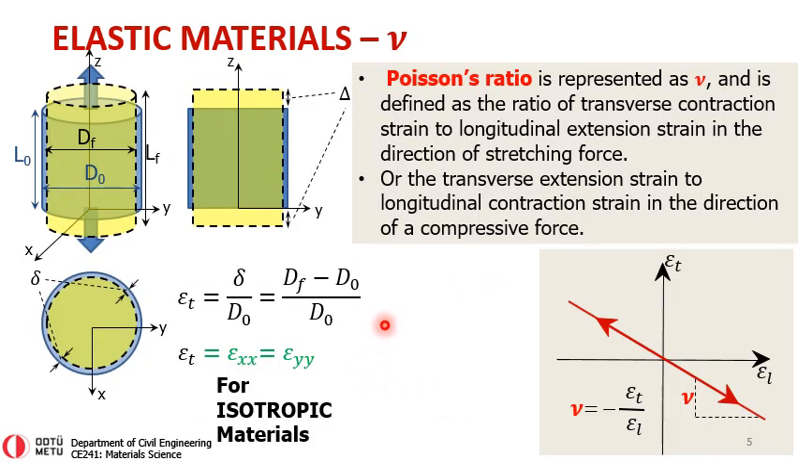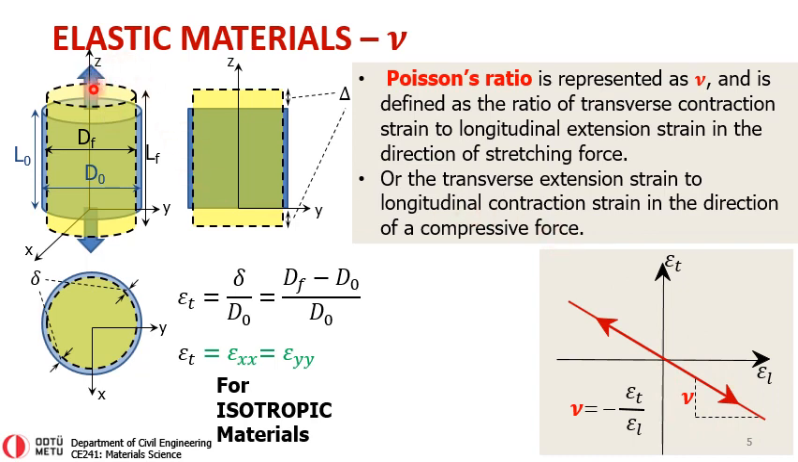Another constant that we have seen earlier is Poisson's ratio. And Poisson's ratio is represented as nu and is defined as the ratio of transverse contraction strain to longitudinal extension strain in the direction of a stretching force. So if we were to pull this isotropic elastic material along its loading axis, it will be extending along that loading axis, and transversely it would be contracting. And therefore we have defined Poisson's ratio as minus transverse strain to longitudinal strain. So in this case, longitudinal strain is positive and transverse strain is negative, so we are in this zone.